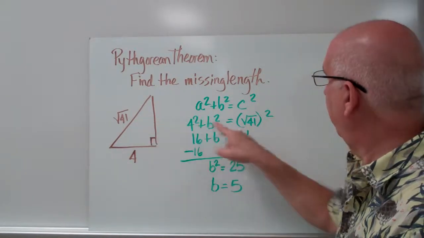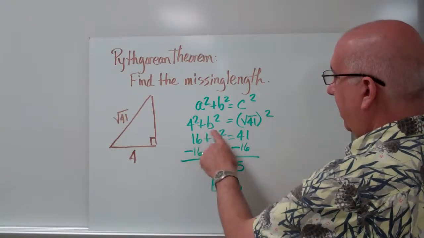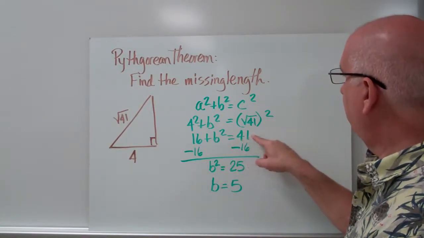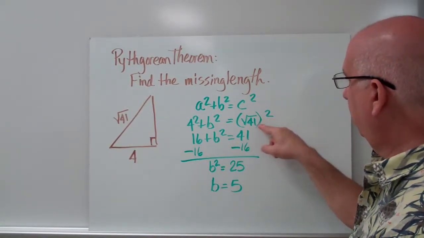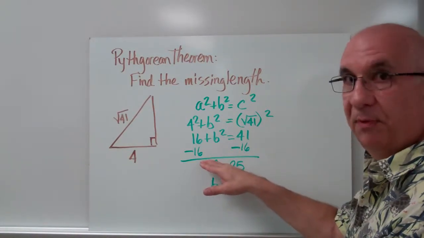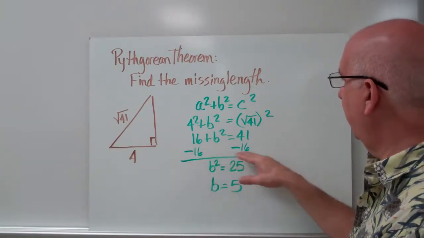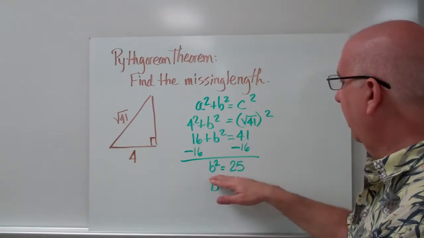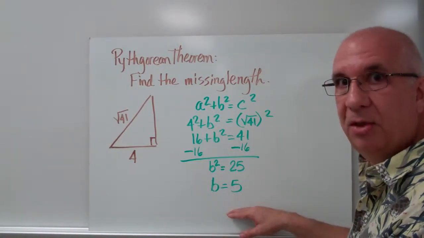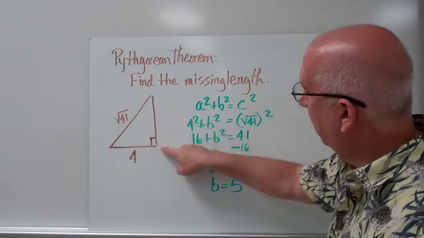So if I enter the hypotenuse first, I get this. I enter this for a, and I'm looking for b. Simplify. 16 plus b squared is equal to 41, because the square root of 41 squared is 41. To move the positive 16, I have to do the opposite, so I subtract 16 from both sides. I'm left with b squared is equal to 25. Therefore, b is 5. The distance from here to here is 5.